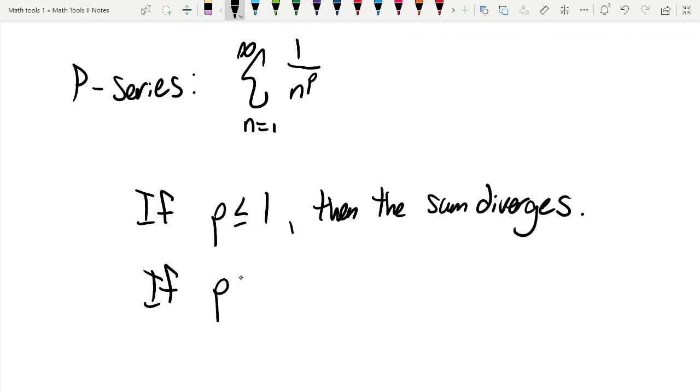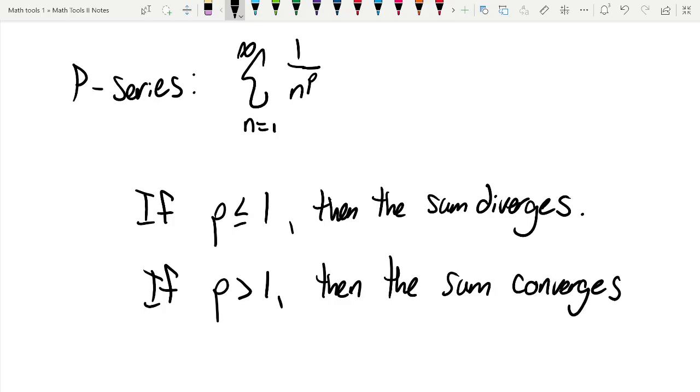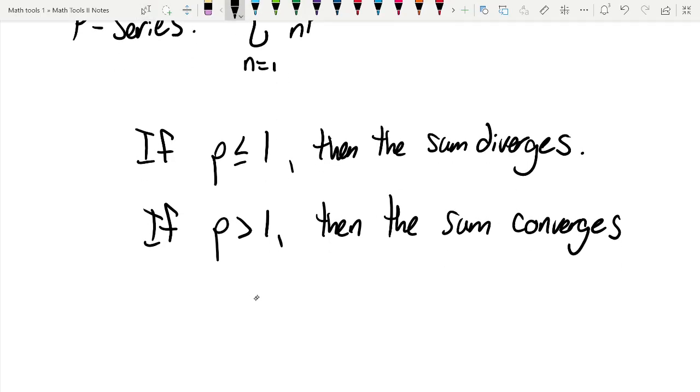But if p is greater than 1, then the sum converges. Okay, so it can be anything greater than 1, like even 1 over n to the 1.01, and that'll still converge. Okay, so at 1 specifically, it doesn't converge, but anything greater than it does.